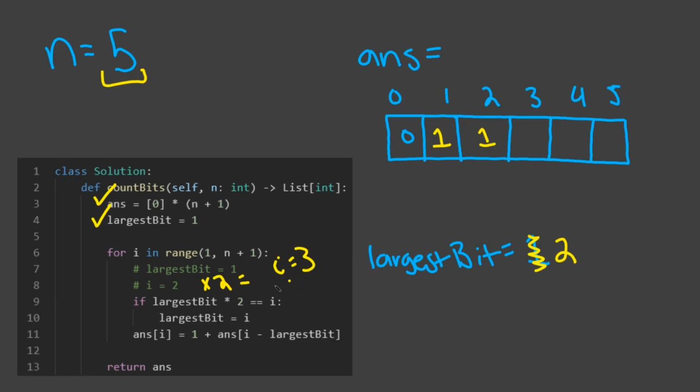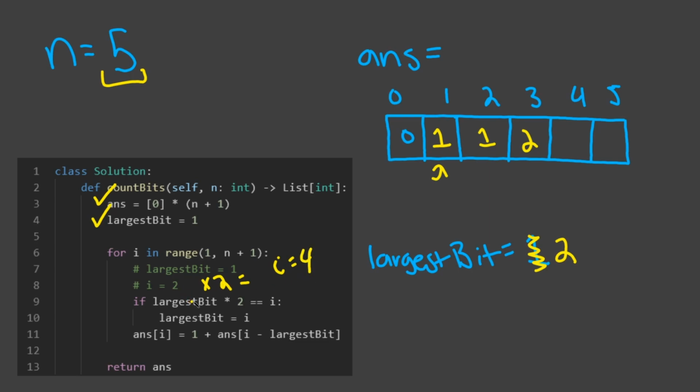And now we're at I equals 3. So largest bit is still going to be 2, 2 times 2 is equal to 4, so this condition is false. And then answers at 3 is equal to 1 plus answers at 3 minus 2, which is 1. So we would have 1 plus whatever's in the 1 index, so 1, and that would be 2. And now we're at I equals 4.